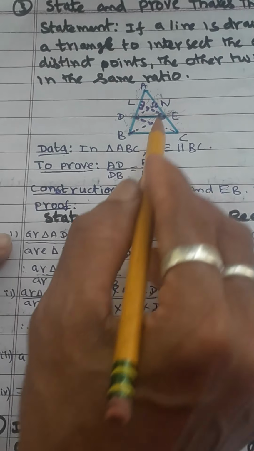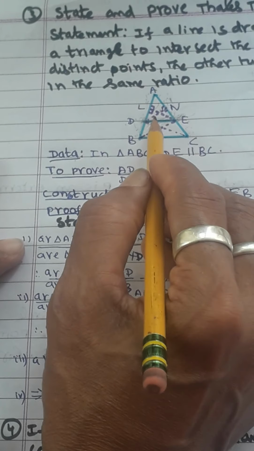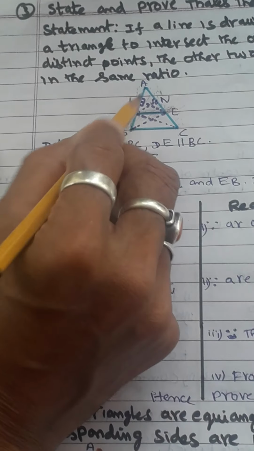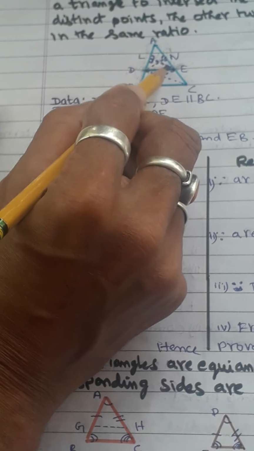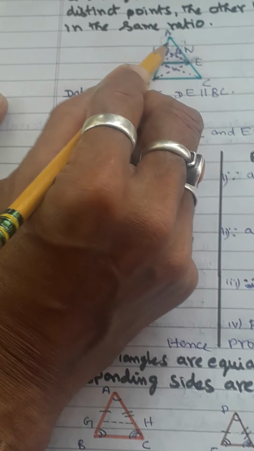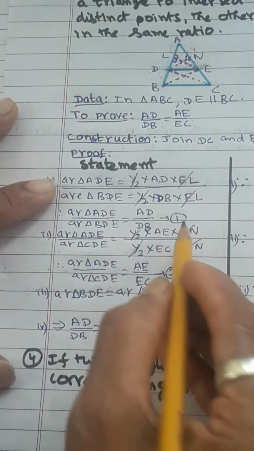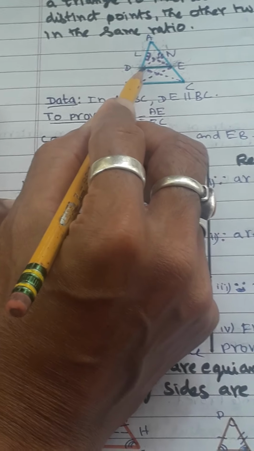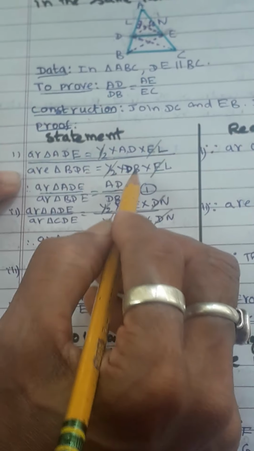Now for the area of triangle ADE, you have to write half. Then what is its base for this triangle? AD is the base. What is the height? We have already constructed a 90 degree perpendicular. So that is the height of this triangle, which I have written as EL. Then the area of triangle BDE will come as half into base BD.